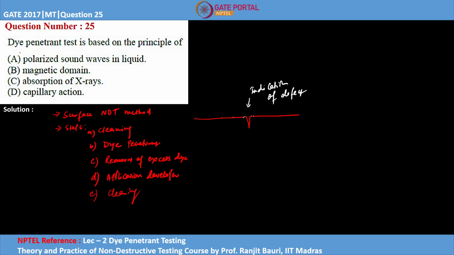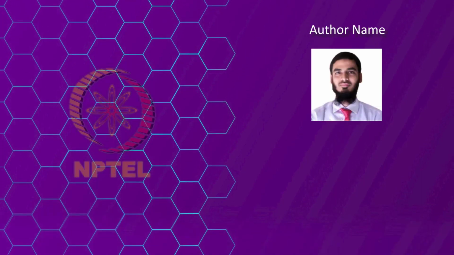So now we can answer this problem. Dye penetrant test is based on the principle of, so the main principle involved here is capillary action. Due to capillary action, our dye is going inside the crack, and after application of developer, reverse capillary action is happening, and that is leading to the indication of defect on our surface. The right answer is option D, capillary action.